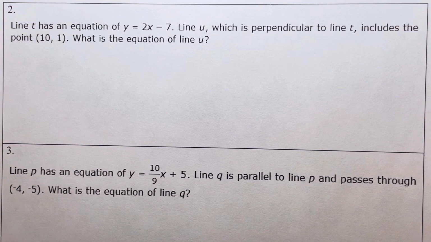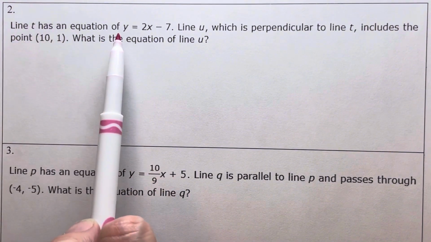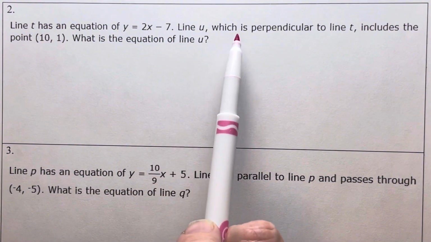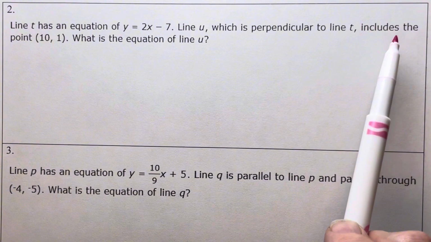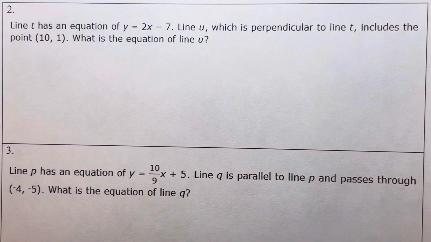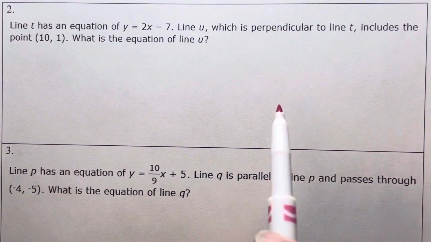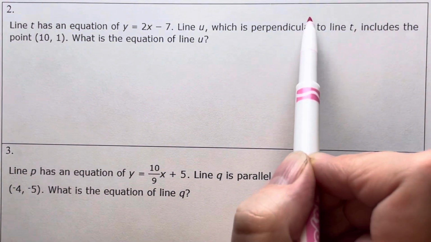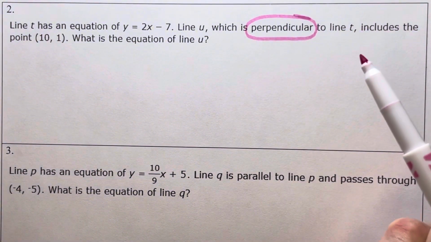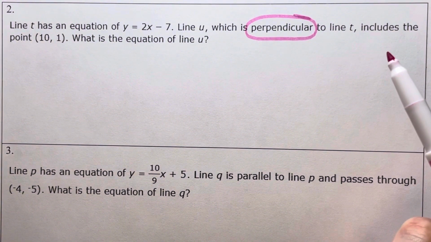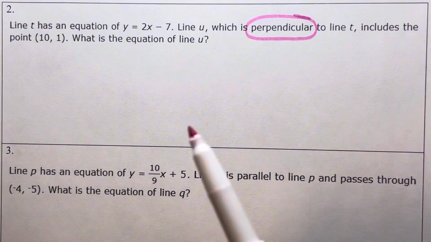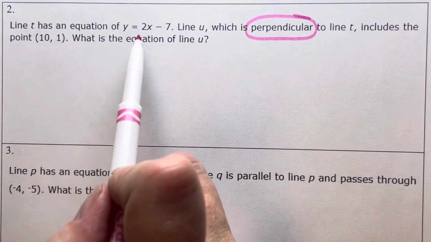Example 2. Line T has an equation of y equaling 2x minus 7. Line U, which is perpendicular to line T, includes the point (10, 1). What is the equation of line U? We saw in the introduction that the first thing we need to determine is if our corresponding line, our secondary line, will be parallel or perpendicular. And we see here that it is perpendicular. The second thing we saw in the introduction was that we need to identify the slope from our original equation.